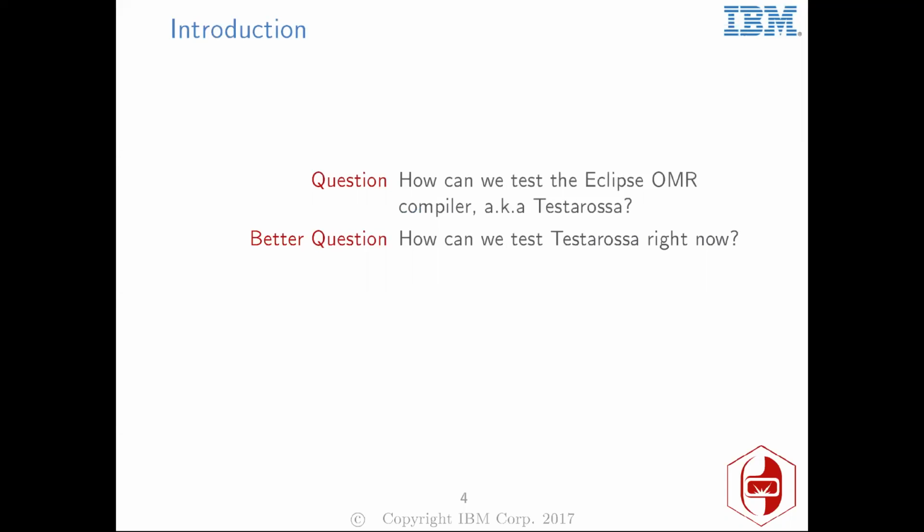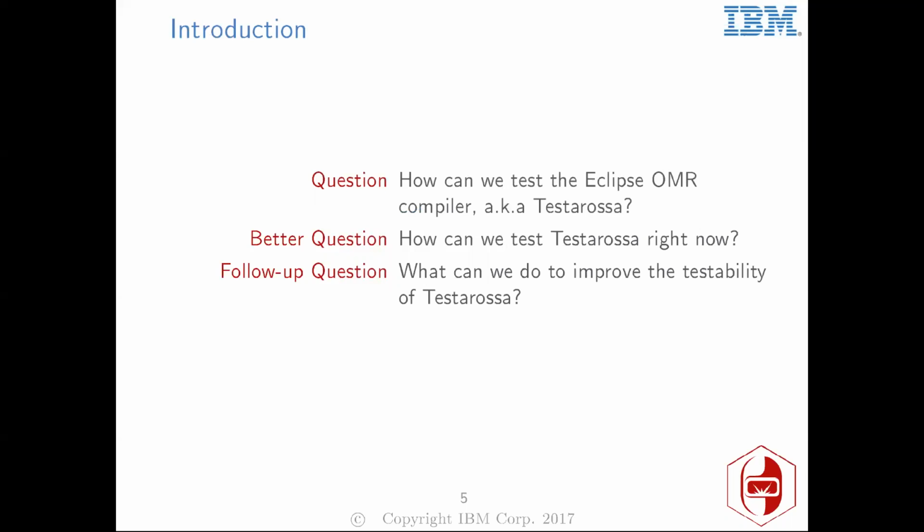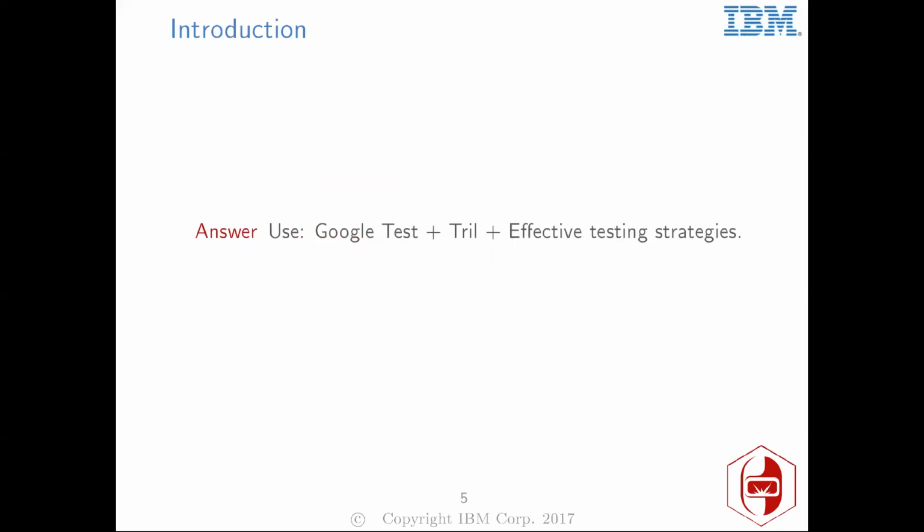So a better question I came up with is, how can we test Testarossa right now with the tools we have available and with the experience we've already had in the past testing? And this, of course, implies a follow-up question, which is, how can we make it easier for ourselves to test Testarossa in the future? But for now, I'm only going to focus on testing Testarossa right now. And the answer to the question comes down to this. We're going to use Google Test, Tril, and some effective testing strategies. I'm going to go over each one of these fairly slowly, although it is going to be a lot of information.